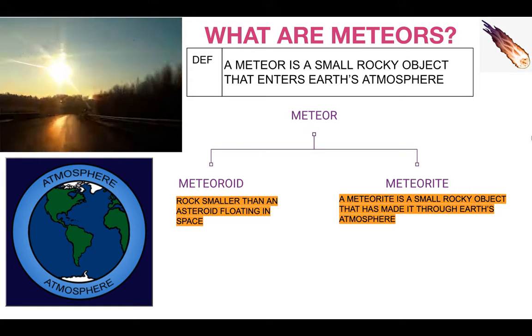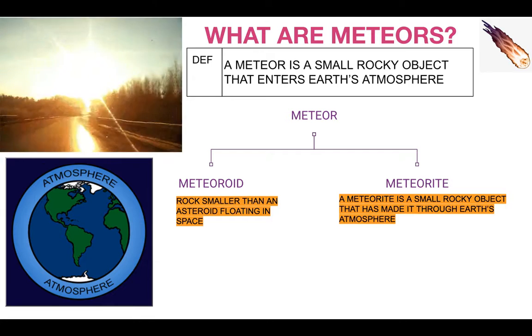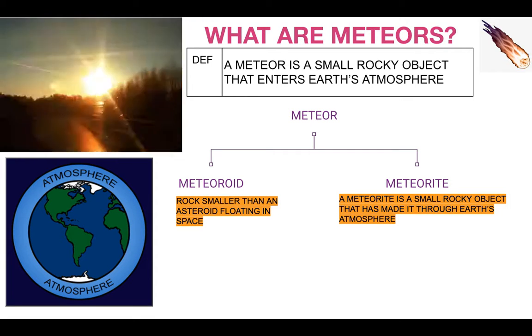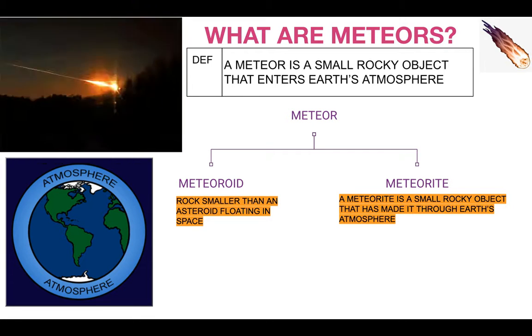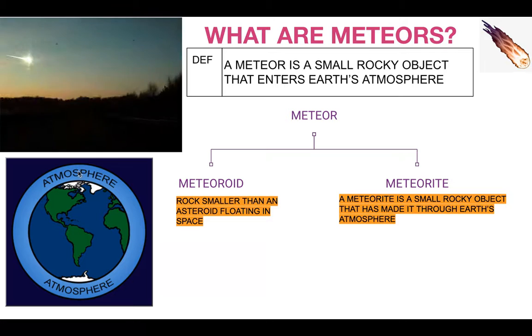Meteors, then. Well, what's a meteor? Well, there's two different branches here that you probably need to know. And a meteor is technically a rocky object that has entered our atmosphere, entered Earth's atmosphere. So this is a lovely thick atmosphere here. This is protecting life at all times.